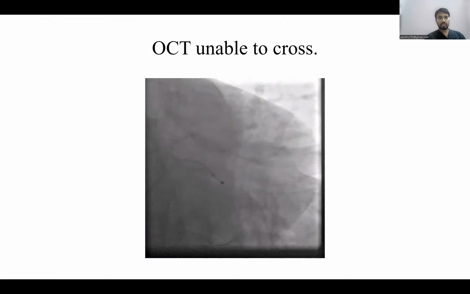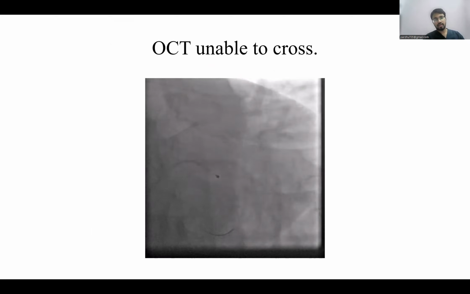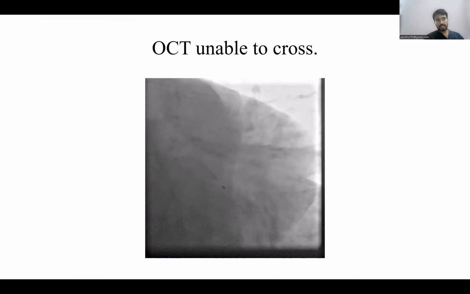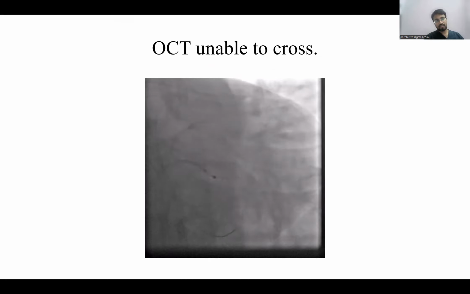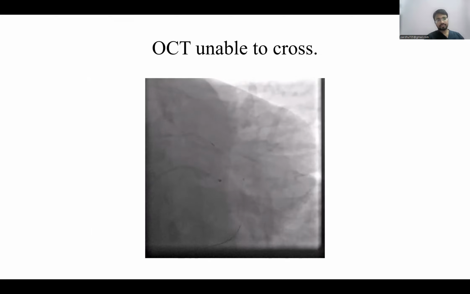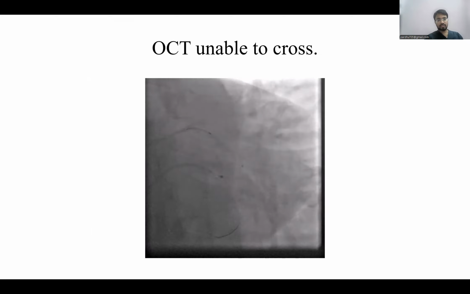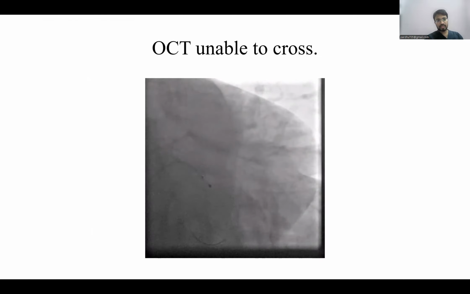So post POBA, we just want to document the LSD with OCT. However, we have difficulty in passing the OCT. While passing the OCT catheter, it is hitting one of the stent struts and it keeps on buckling. So we stopped this and after that we went ahead with the stenting.